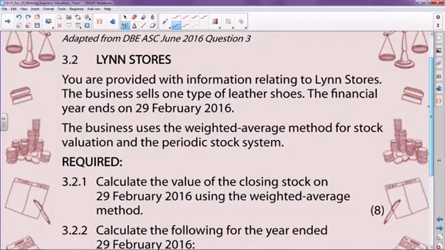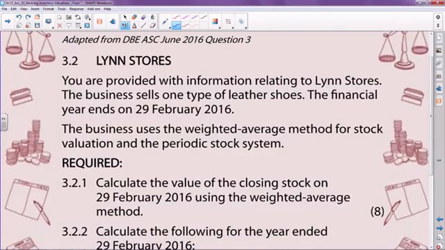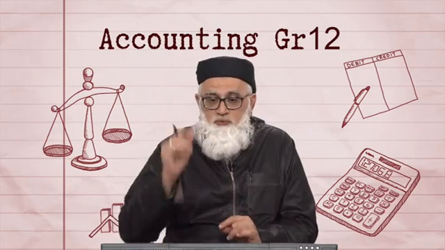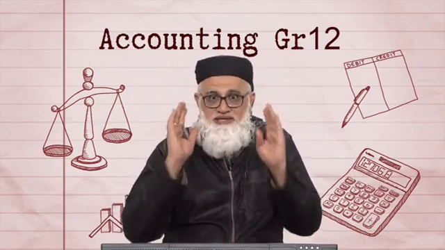Okay, here goes. We are given information relating to Lint stores. The business sells one type of leather shoes. The financial year ends on the 29th of February 2016. The business uses the weighted average method for stock valuation and the periodic stock system. Clearly you can see the differentiation between the stock valuation, which is weighted average, and the stock system which we are using is periodic. Okay, so keep that as your focus so you know where you're heading.